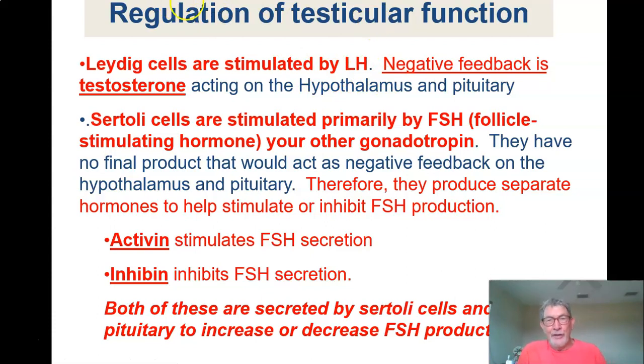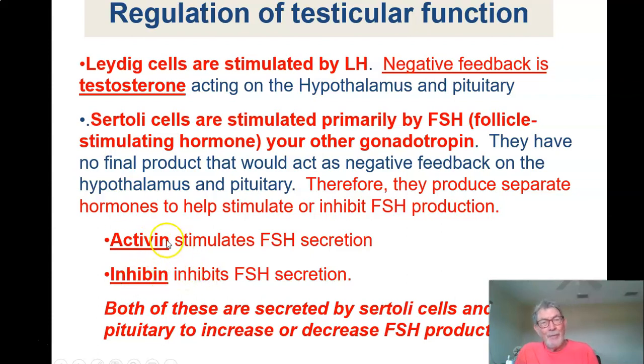FSH, though, is a little different because FSH is primarily causing your Sertoli cells to make sperm. Well, sperm doesn't go into the bloodstream and go back and turn off the pituitary. So Sertoli cells make inhibins. It's another hormone that they make to tell your pituitary when you've made enough FSH. So with inhibins, you don't have your final product, which is testosterone here, feeding back. Instead, you make your own inhibitor.